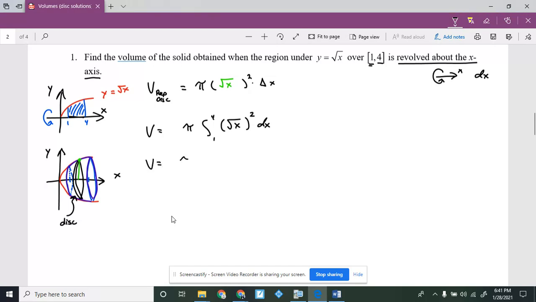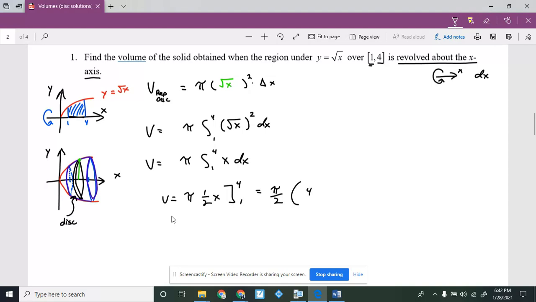I can rewrite this integral because clearly radical x squared is just going to be x. And now I can do this one by hand. All right, so if I integrate this, I'm going to get 1/2 x squared evaluated from 1 to 4. There's this pi out here. Okay, so I have the pi over 2 out here, fundamental theorem of calculus.